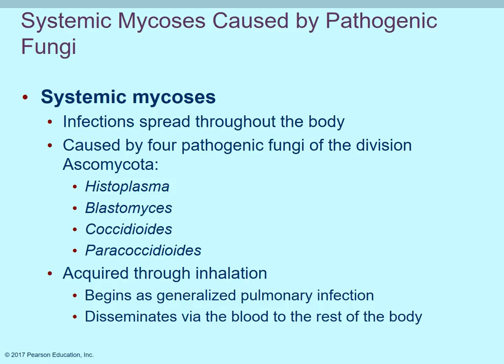Systemic mycoses, or systemic fungal infections, are caused by these pathogenic fungi. Systemic means it's spreading throughout the entire body. There are 4 main pathogenic fungi that will cause systemic mycosis: Aspergillus, Histoplasma, Blastomyces, Coccidioides, and Paracoccidioides. Most of these are caused by the inhalation of the spores. Because it's inhaled, at first it has the appearance of just a respiratory type infection, and then it can spread via the blood down through the rest of the body.